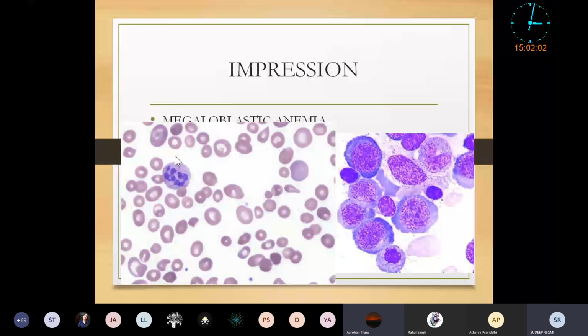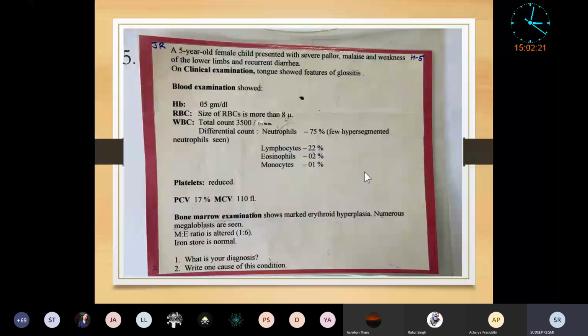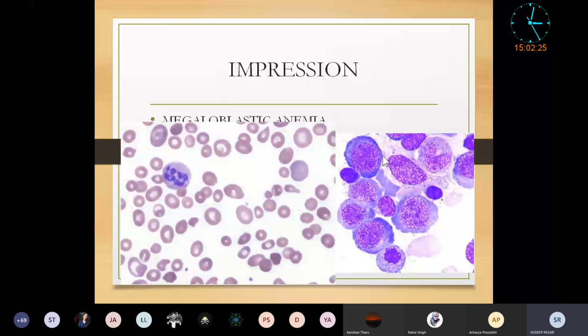No, sir. Okay. Macrocytic anemia with hypersegmented neutrophils with megaloblast in the bone marrow. This is definitive of megaloblastic anemia. And due to this megaloblastic maturation, there will be ineffective erythropoiesis.